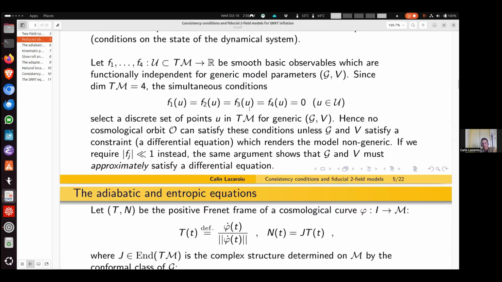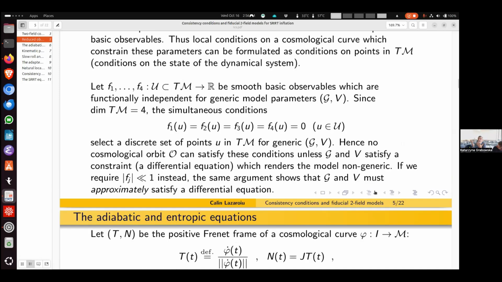Now, if instead of requiring that these equations are satisfied with strict equality to zero, you require that the absolute value of these functions is much smaller than 1, the same kind of argument shows that G and V must approximately satisfy the differential equation. So what do you mean by much smaller than 1? Because F multiplied by 100 is also a basic observable. So one has no meaning in this setup.